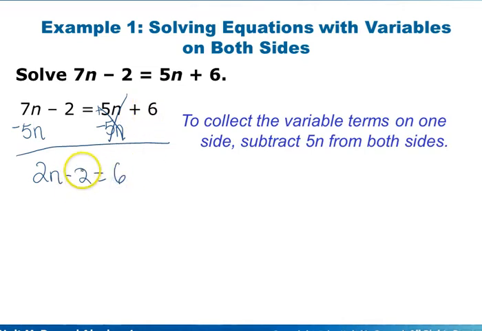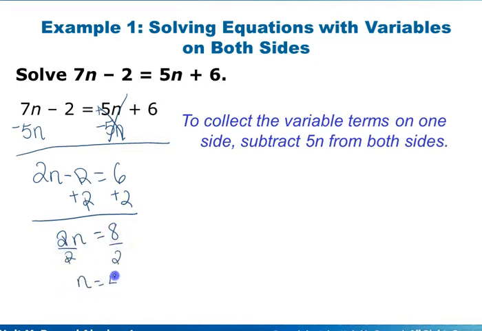Now this becomes an easy two-step equation. Let's move the 2 to the other side by doing the inverse operation, and we have 2n is equal to 8. Divide both sides by 2, and we have n is equal to 4. Again, this is not so difficult. All we are doing is collecting all the terms with the variables on one side.